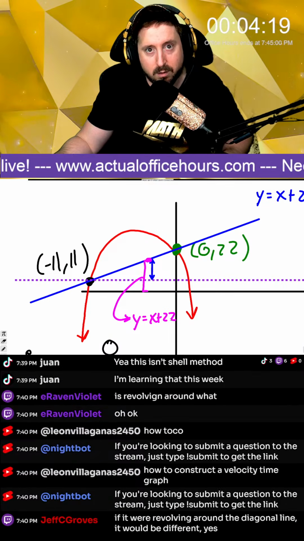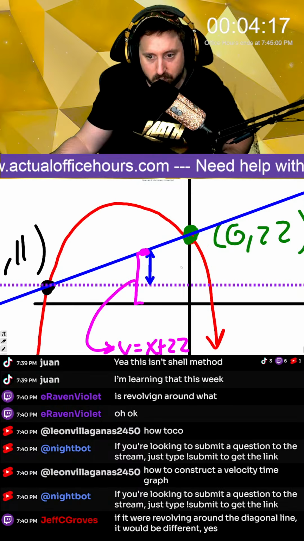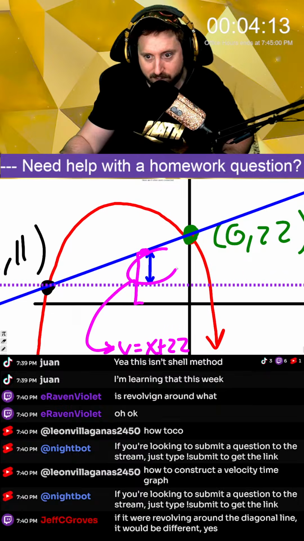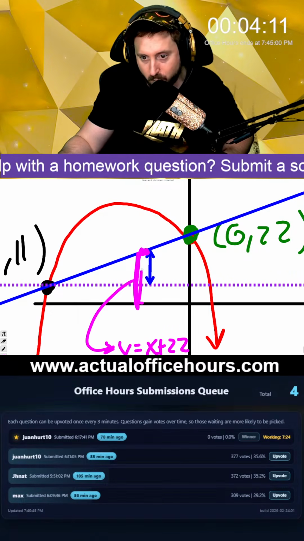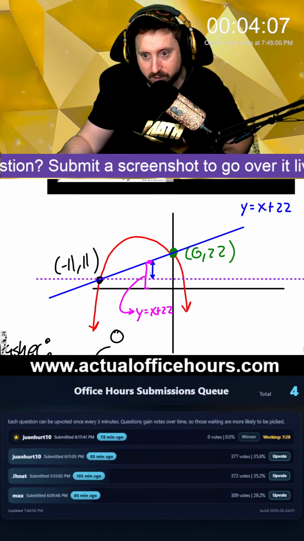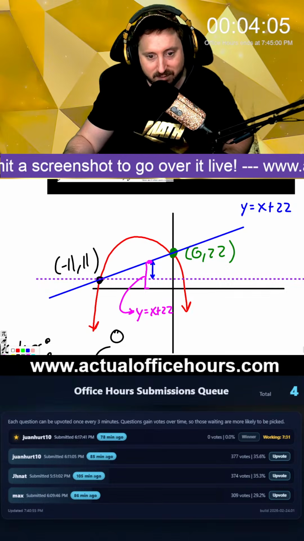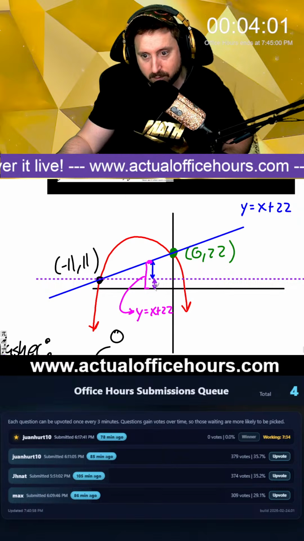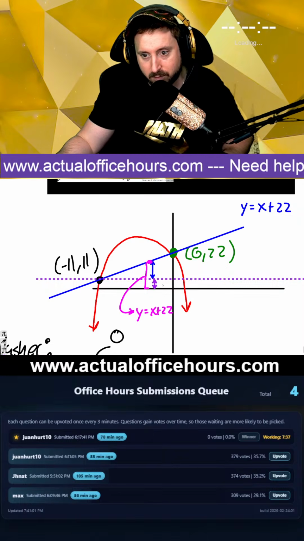But all I want to do is, I don't want this full y distance. I only want this distance, which is going to be the full y distance of the blue function, which is x plus 22 minus 11. Right? Because then this distance right here is equal to 11.